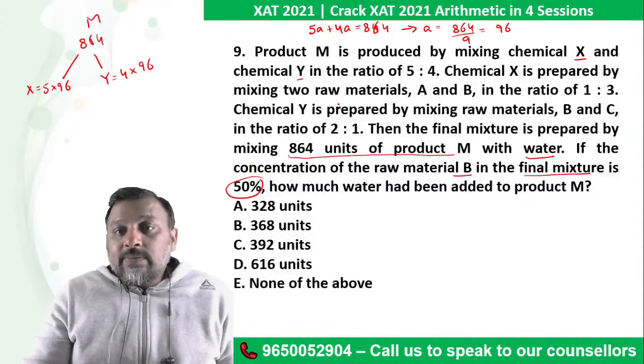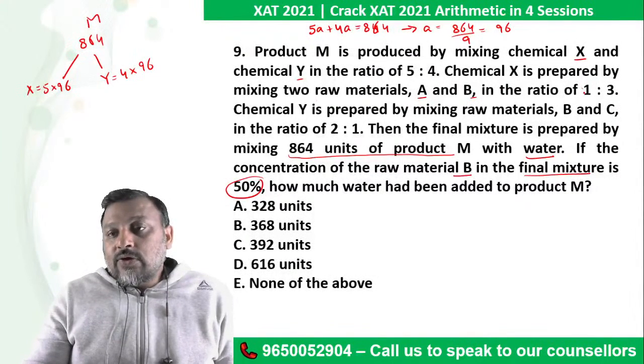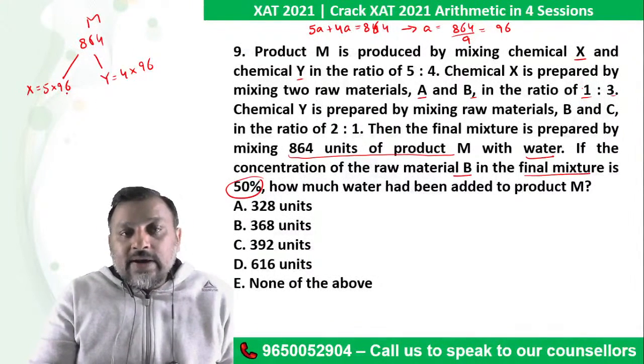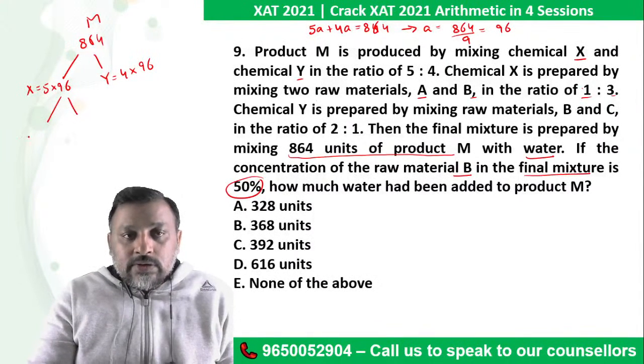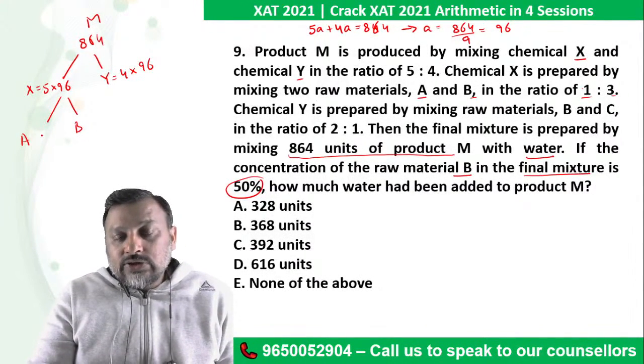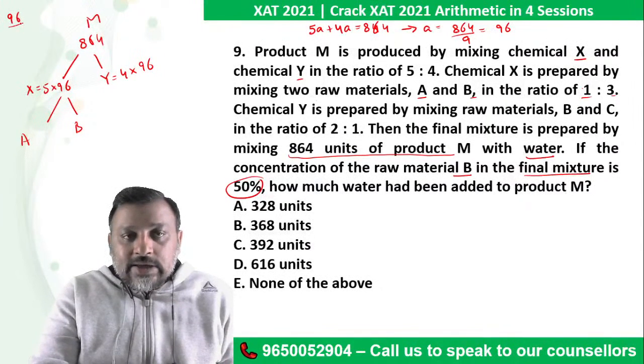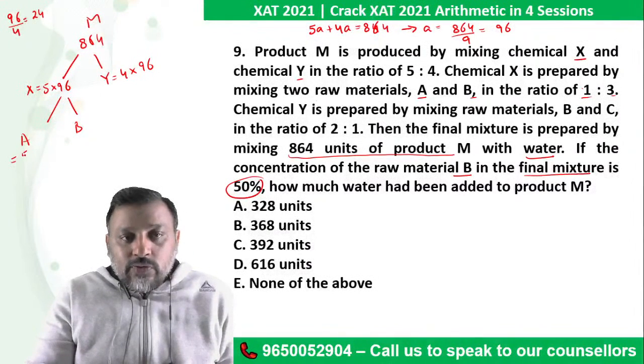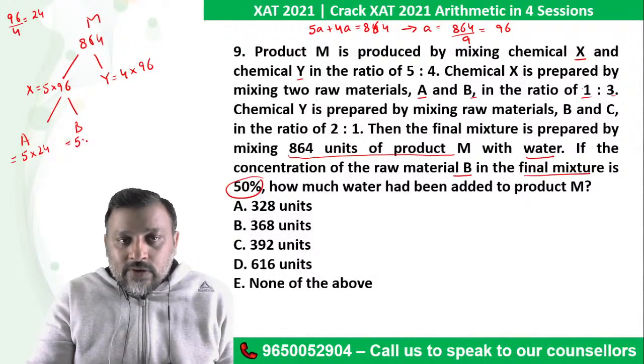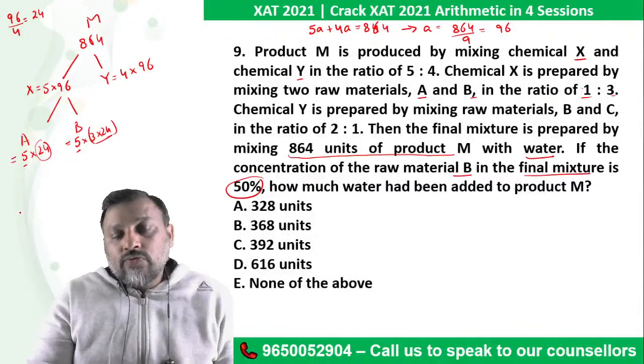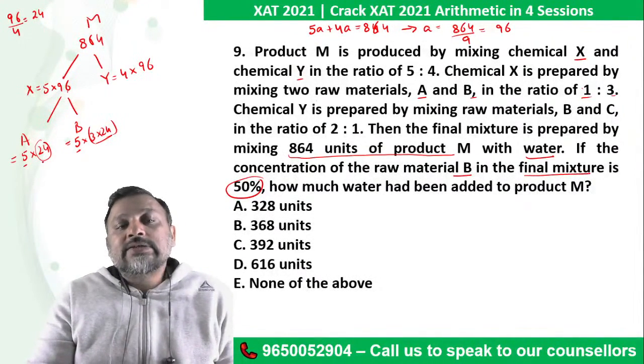So now X is prepared by mixing two raw materials A and B in the ratio of 1:3. So you just need to divide this in the ratio of 1:3. If I look at 96 and divide it by 4, I get 24. So A is 1 into 24, while B is 3 into 24. We have divided 96 in the ratio of 24 and 72.